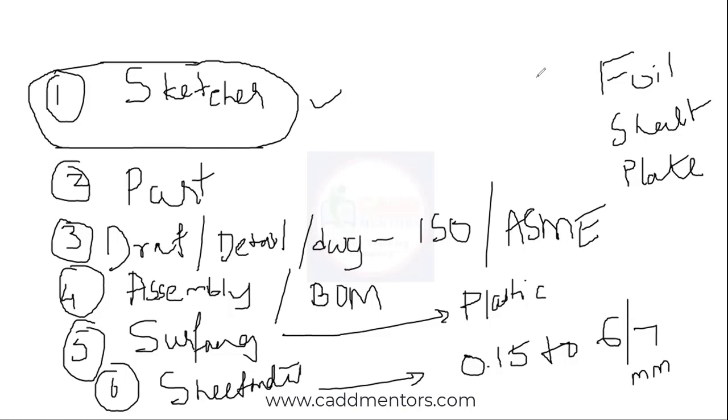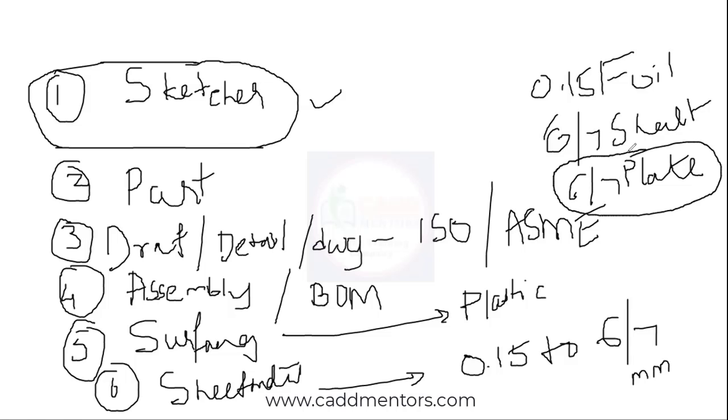Okay, this is below 1.5, they'll consider it as sheet metal. Okay, and below 6 or 7 mm, it will be considered as sheet metal. Post 6 or 7 mm, it is considered as plate. Okay, so plate, like you have 10 mm thick plate, 12 mm thick plate. So for that, you won't be calling it as sheet metal, you'll be calling it as plate.